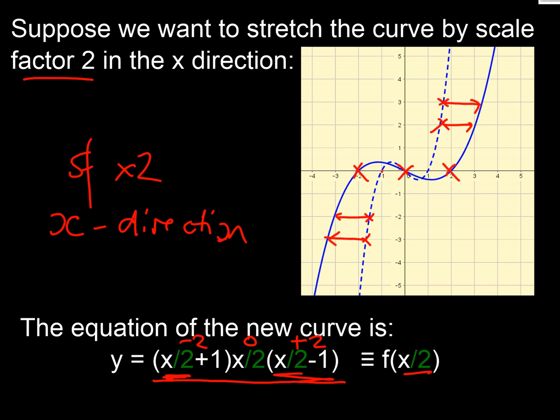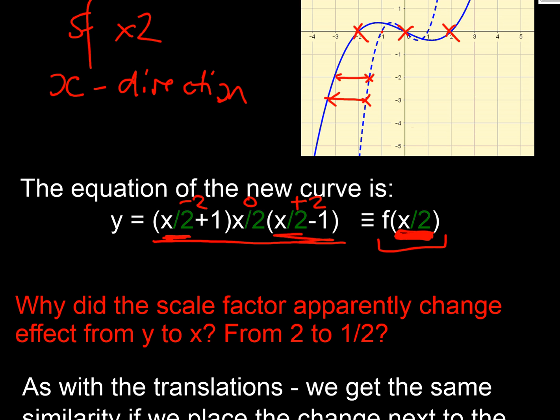But if we look at it in our function format, our function here is f of x over 2. So we've replaced our x value all the way through this with x over 2. So to have a scale factor of 2 in the x direction, we actually had to divide by 2 inside the bracket. So effectively it has the opposite effect again.